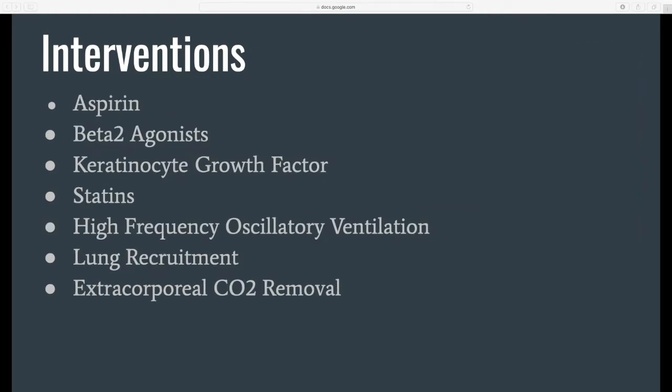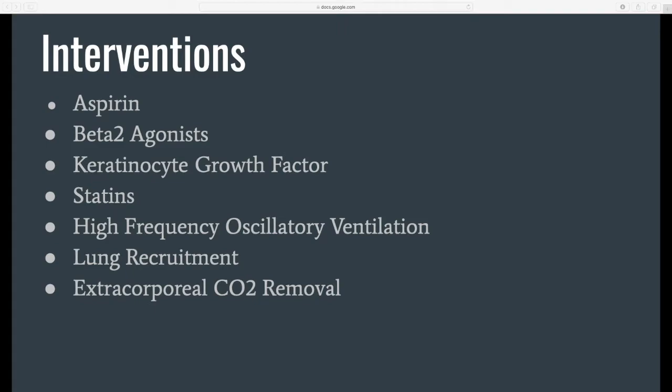There haven't been many, or any, pharmacologic interventions. Looking at aspirin, it was thought that platelets might play a role in the development of ARDS. There was a trial looking at emergency room patients that were high risk. Given aspirin, there was no reduction in the development of ARDS within 1 week.